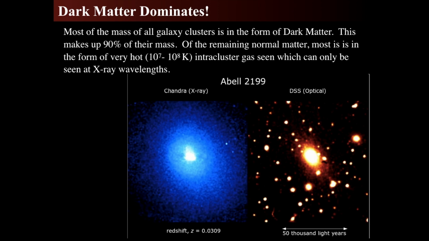But most of the matter in all galaxy clusters is in the form of dark matter and can make up to 90% of the mass. And that's what keeps them together from flying apart, even though they're moving very fast. In X-rays, we see that of the remaining normal matter of the entire galaxy cluster, which is 10%, we assume dark matter is not normal matter, most of it is an extraordinarily hot 10 million to 100 million Kelvin gas, which can only be seen in X-ray wavelengths.